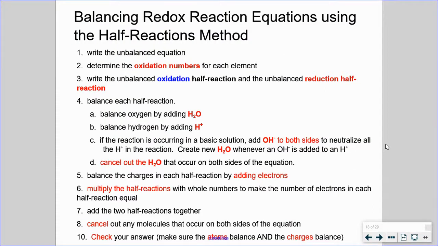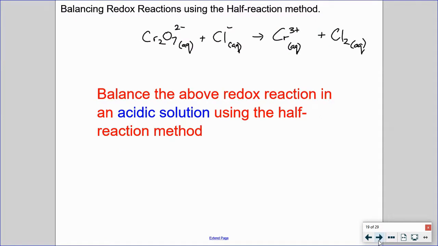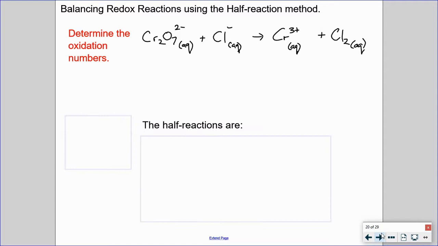Next, we are going to do an example using the half reactions method. The half reactions method steps are listed here. Here's our example for our half reactions method lesson. We have a dichromate plus a chloride ion, giving us a chromium ion and a chlorine molecule. This redox reaction takes place in an acidic solution, and we're going to balance this using the half reactions method.